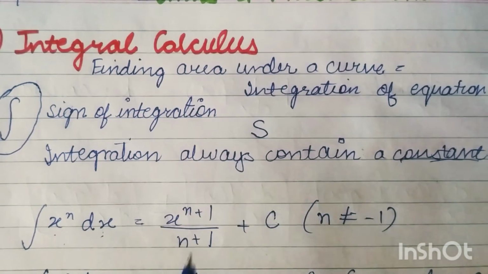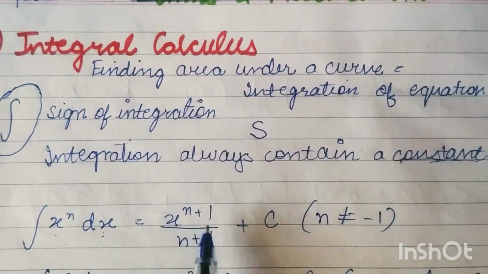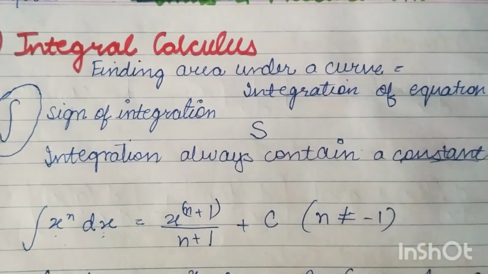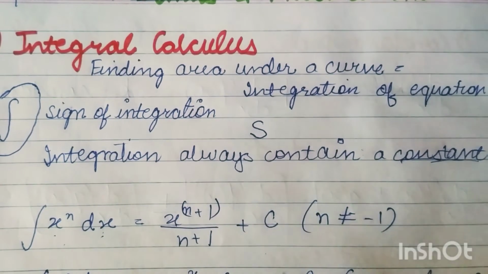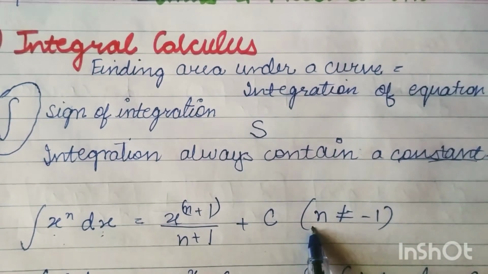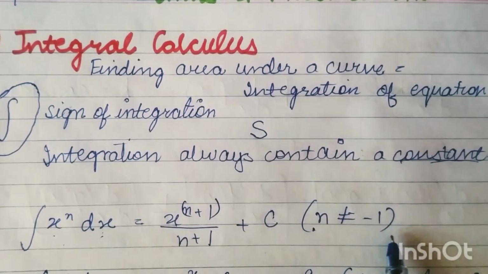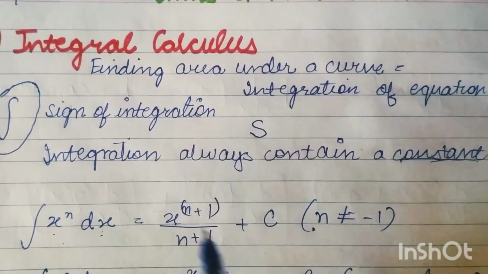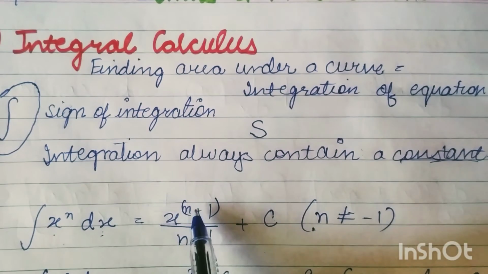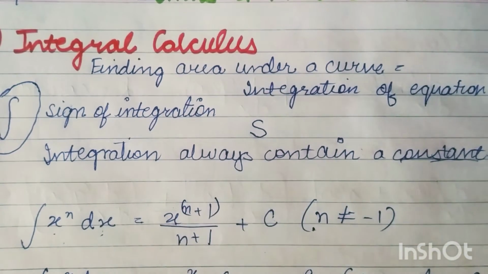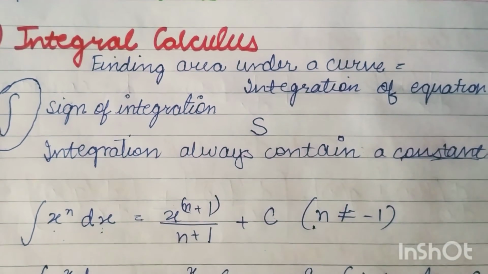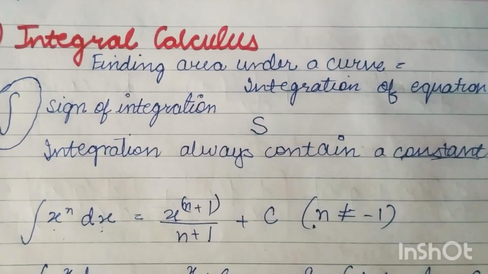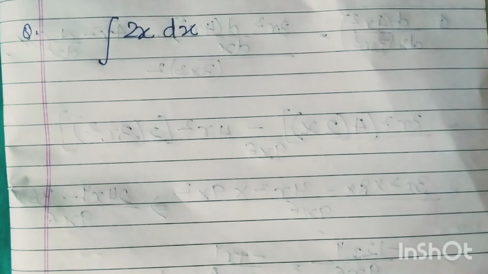The formula I am telling again: x raised to the power of n plus 1 upon n plus 1. Remember one thing, n is never equal to minus 1. If n is equal to minus 1, your power will become 0 and your x will become 1. So there is no need of that integration. So remember, n is never equal to minus 1. Let me practice 1 or 2 questions on this concept.